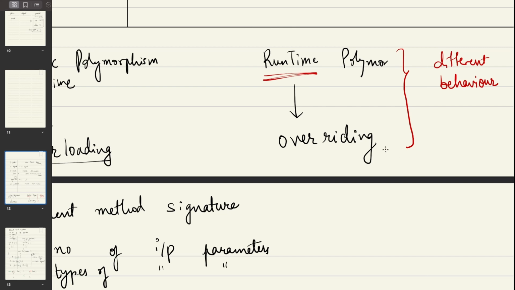This overriding concept is usually used in inheritance. You must know what inheritance is, or what the subclass and superclass relation is, when you have a child and parent relation.